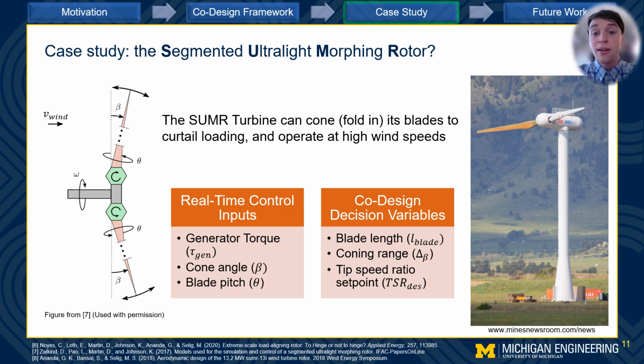Like a palm tree in the wind, the SUMMER turbine can cone, or fold forward, its blades to reduce the bending load on the root. During operation, the system has 3 control inputs: generator torque, coning angle, and blade pitch. Meanwhile, in our co-design optimization, our non-morphing plant parameter is blade length, our morphing plant parameter is the range of coning angles, and our control parameter is the tip-speed ratio set point, which is constant for a non-adaptive controller and variable for an adaptive control strategy. For those unaware, tip-speed ratio is the ratio of the speed of the blade tip to the free stream wind speed.